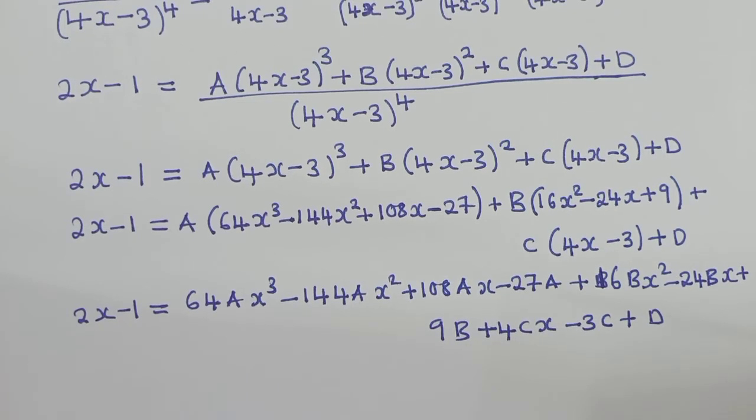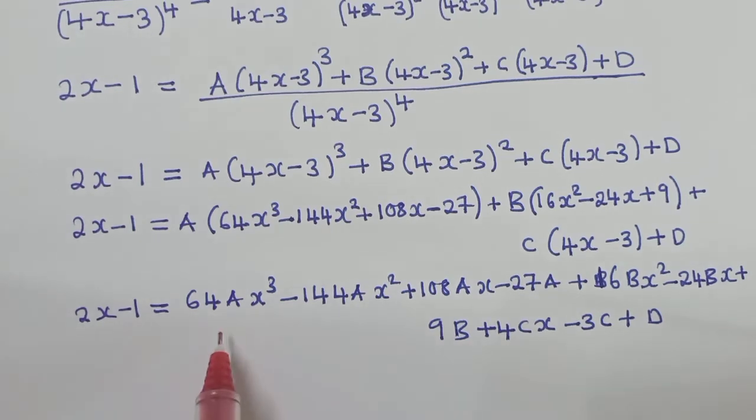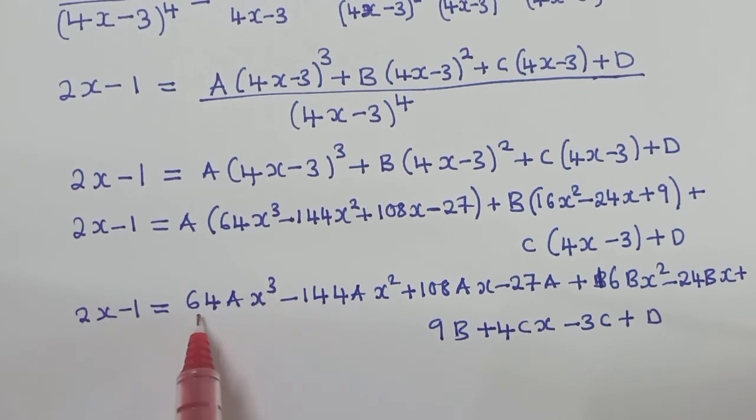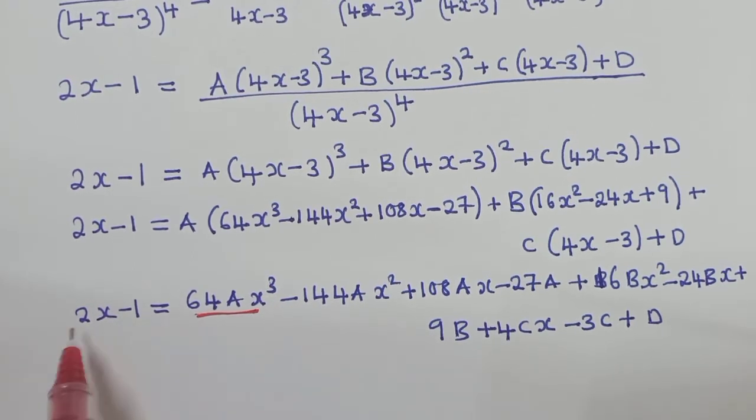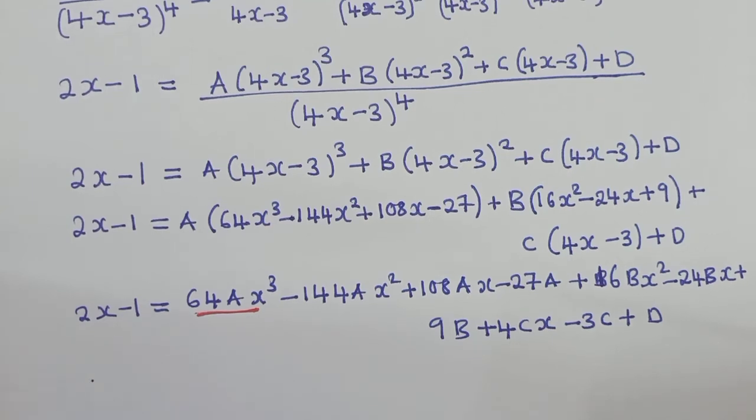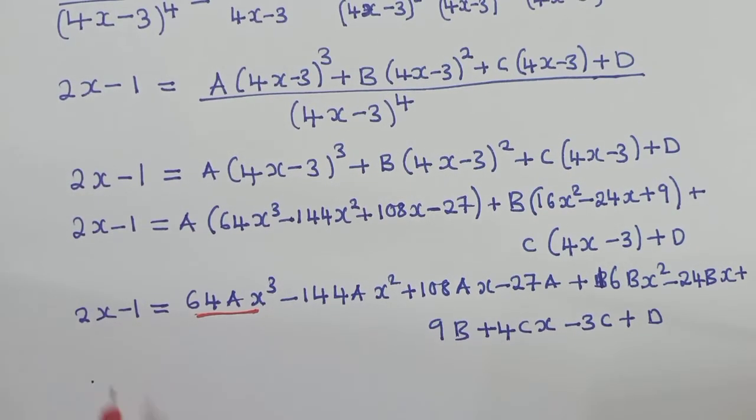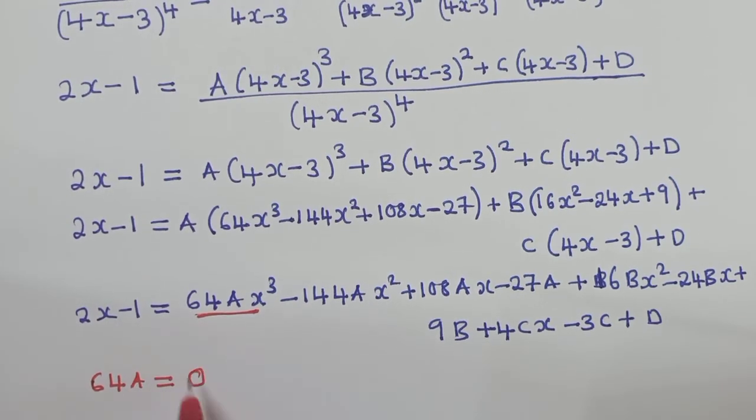So now at this point, this is where now we need to match things. So we check the degree, the highest degree here is what? It's power 3. So we'll get this one. And then check the other side. Do we have anything with x power 3? No. So we just say 64A right here will be equal to 0 because we can't see anything here with the power 3, okay? So we'll call this our equation 1.